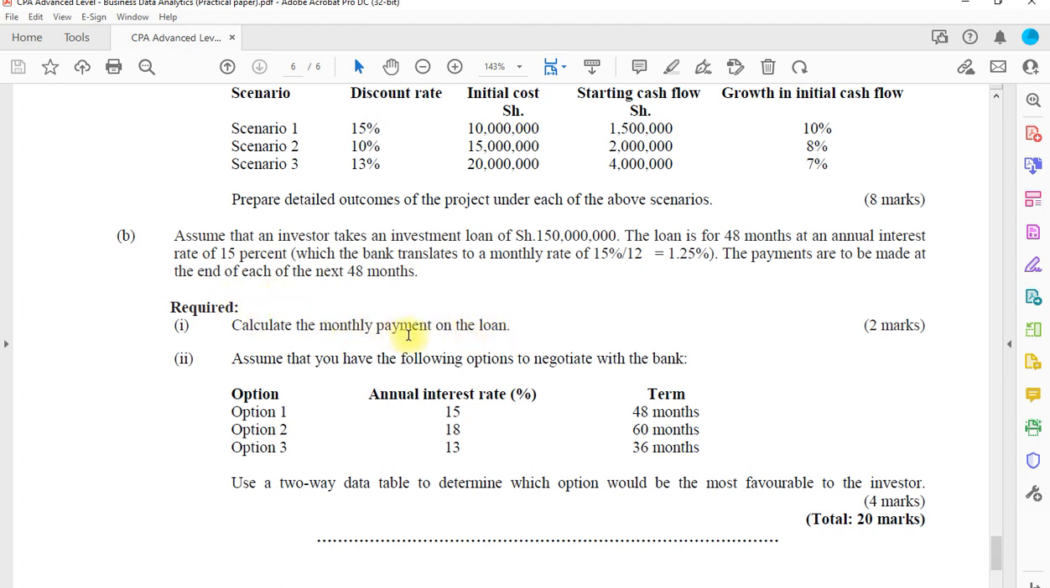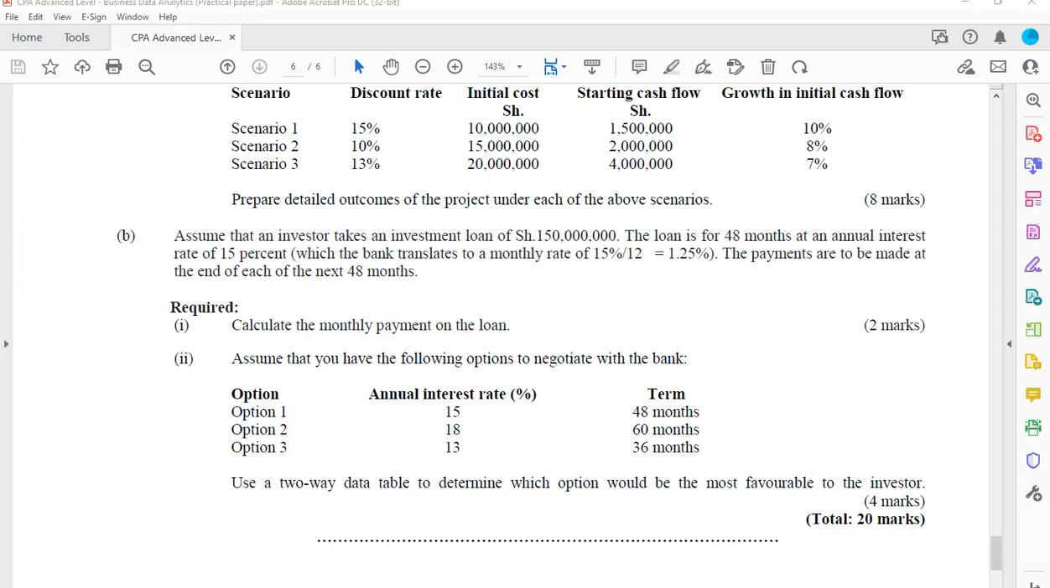So monthly payment, because you know the loan is paid per month, and assume that you have the following options to negotiate with the bank: option 1, option 2, and option 3. Our annual interest rate is 15, 18, and 13%, and the term is either 48, 60, and 36. Use a two-way data table to determine which option will be the most favorable to the investor. So remember, we shall look at an option whereby we pay less interest, because for the loan, when we are making payments, the objective is to minimize the interest that we will be paying.